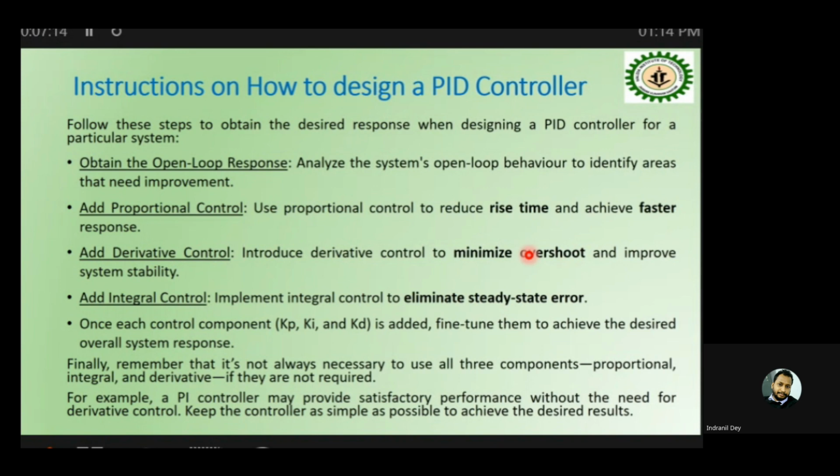We'll add them according to our need. Let's have an example. If we have a flow system, a PI controller may provide satisfactory performance without any need for derivative control, because the process is itself very fast. Introducing I will reduce the response speed, and finally we will get a desirable output. So that is why we keep a simple PI controller for a fast process, and it will achieve the desired result.